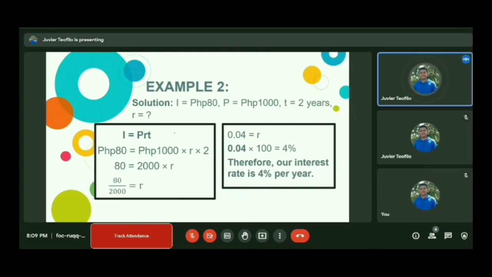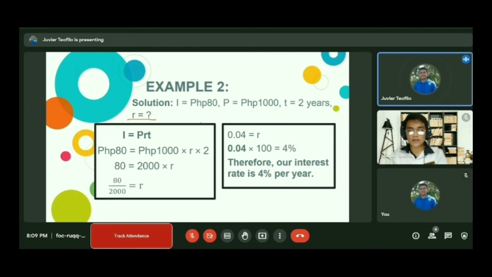Okay? Solution. So I is equal to 80 pesos. Principal is equal to 1,000 pesos. T is equal to 2 years. And let's find the value of R. So substitute the given in our formula. We have 80 pesos is equal to 1,000 pesos times R times 2. So 80 pesos, 1,000 times 2 is equal to 2,000 times R. Divide both sides by 2,000. So you can cross out this 2,000 on the right side. Then you have 80 divided by 2,000 is equal to R. Then it is equal to 0.04, our interest rate.